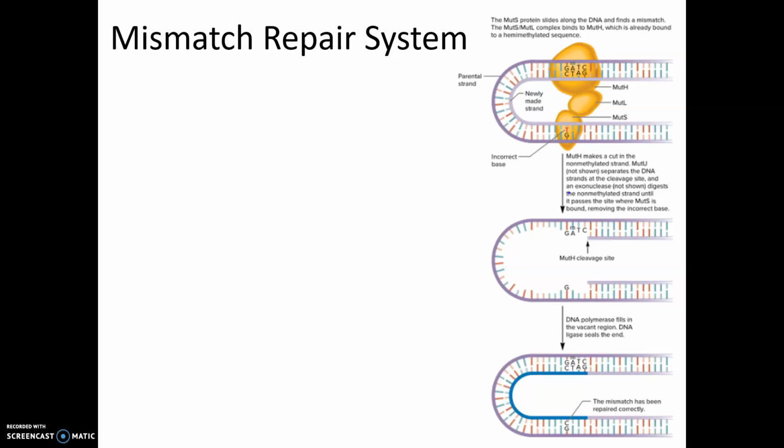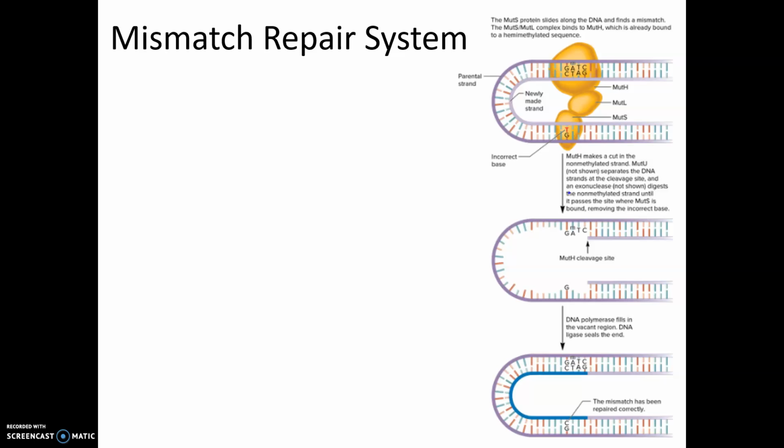So the S is going to slide along the DNA looking for a mismatch. When it finds it, the S and the L form a complex that binds to the H, which is already there on our hemimethylated sequence, which is on the daughter strand. H is going to make a cut in the non-methylated strand, which is the daughter. U is going to separate that DNA at the cleavage site. An exonuclease comes in and digests it. And now we have an open area where DNA polymerase can come in and fill in the gaps using the intact parent strand as a template, and then ligase comes in and seals it up, and our DNA is restored to normal again.